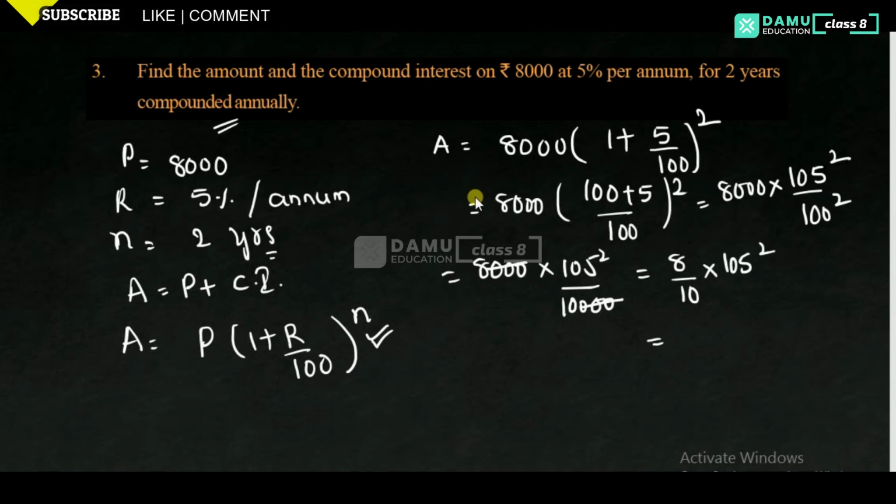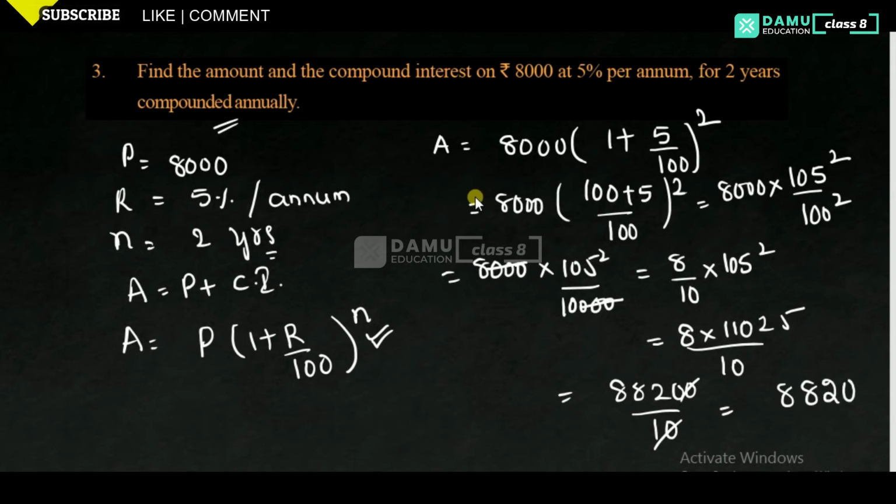So what is 105 whole square? 105 whole square will be 11,025. So 8 into 11,025, then divided by 10. So what will you get? 11,025 into 8 is 88,200. So 88,200 by 10. Then the zero is going to cancel. That is 8,820 rupees. So this is the amount we needed to calculate.